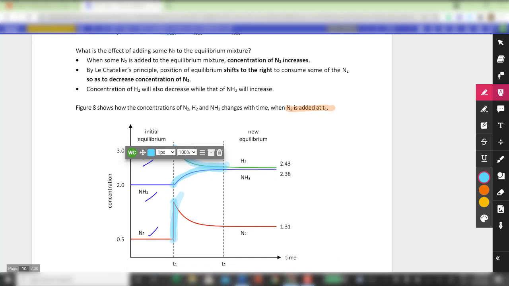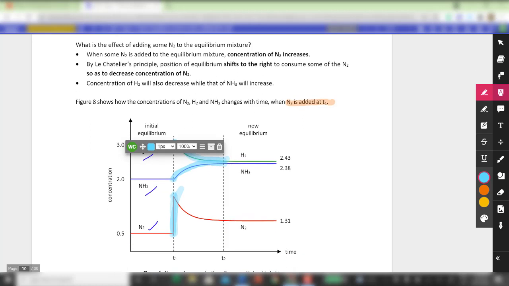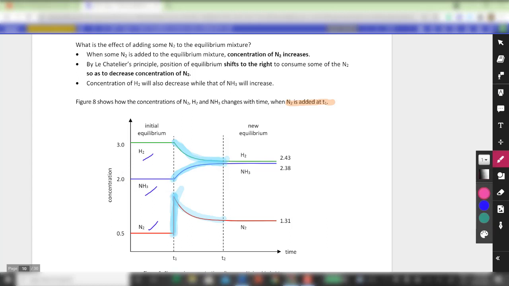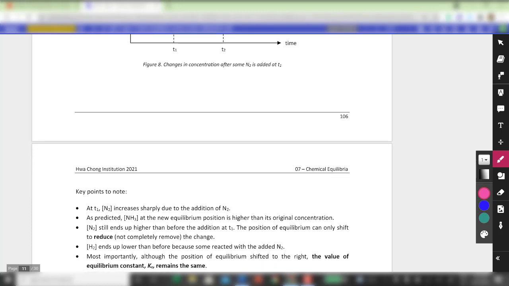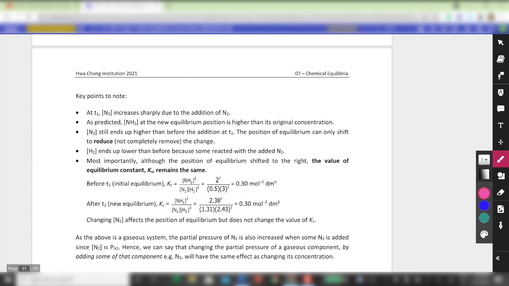Okay, and of course, because some of the hydrogen has been reacted away, it will drop. Okay, so I hope this kind of makes sense to you. So it's important for you to understand some of the ideas behind why they are being written in a certain way. Okay, and then yeah, so these are some of the key points to take note of.